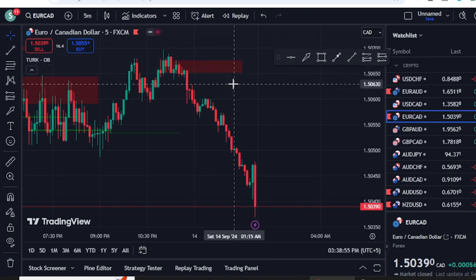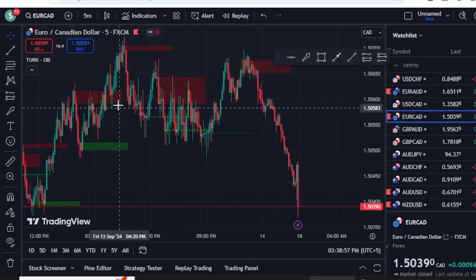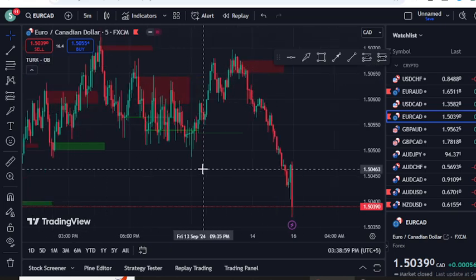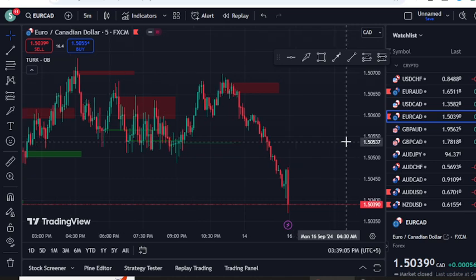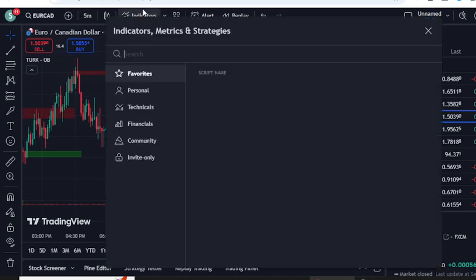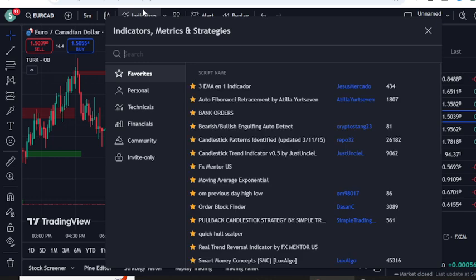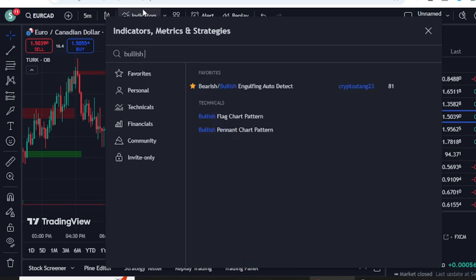Okay, now if you just look at this indicator, there are some fake signals as well. So how can we make sure that this signal is right for our trading? How do we improve the profitability? That is why I'm going to the indicator section again, and here I will write bullish engulfing.